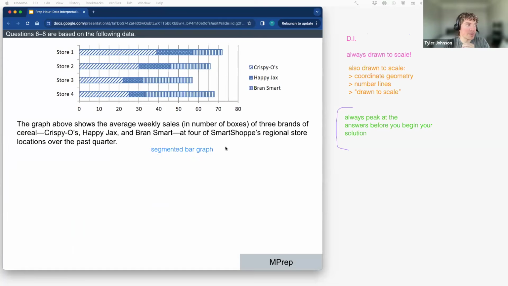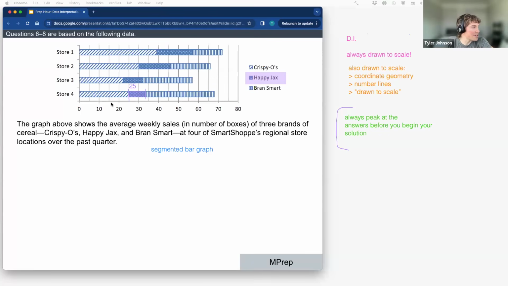And what you need to know about these is every bar does not reach all the way down to 0. For example, if I wanted to know the amount of Happy Jacks sold at store 4, I have to look at the lines where that individual bar begins and ends, right? I don't want to extend that all the way down to 0. It refers specifically to that start point and that end point right there.